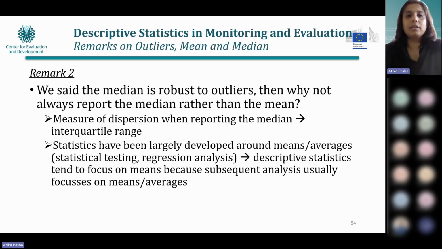And the reason for this is because, in terms of a measure, it's generally the case that very commonly used measures in statistics have been developed around means rather than medians. And this is why most descriptive statistics, so descriptions of your data, will focus on the mean income or the mean age, and not necessarily the median age or the median income.